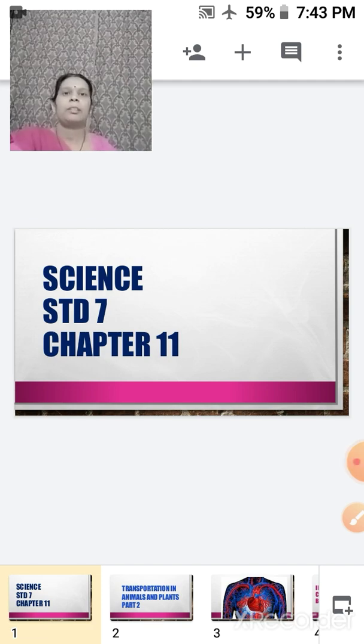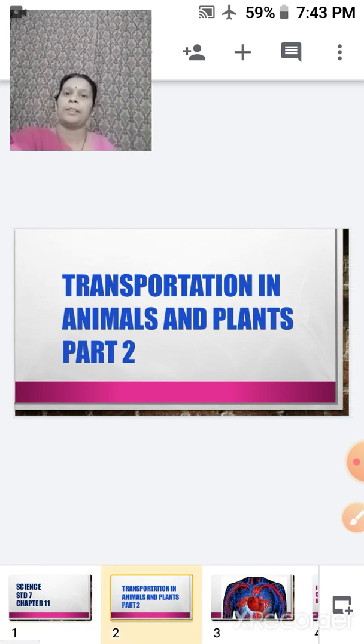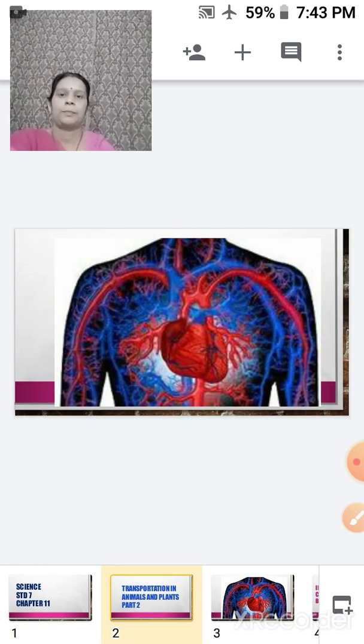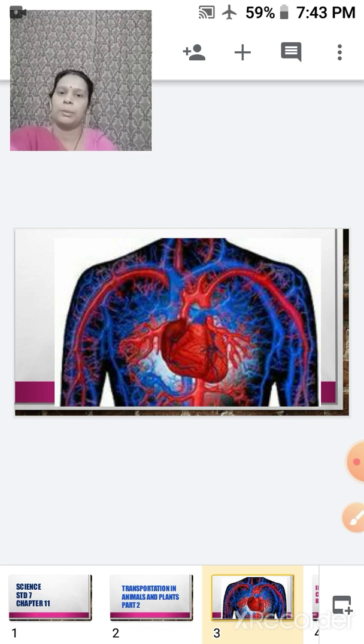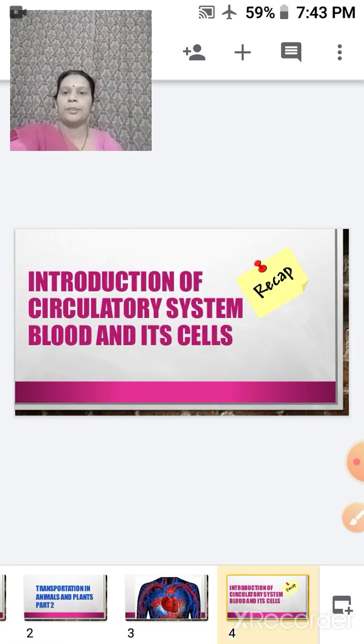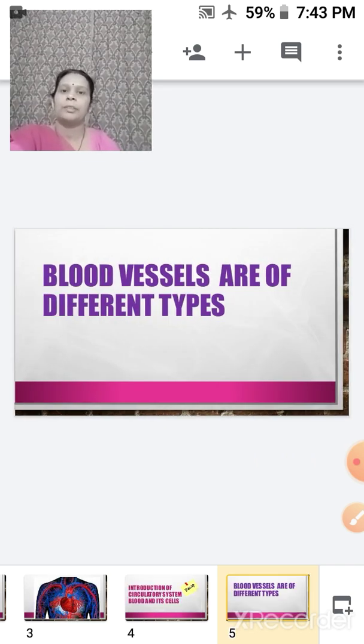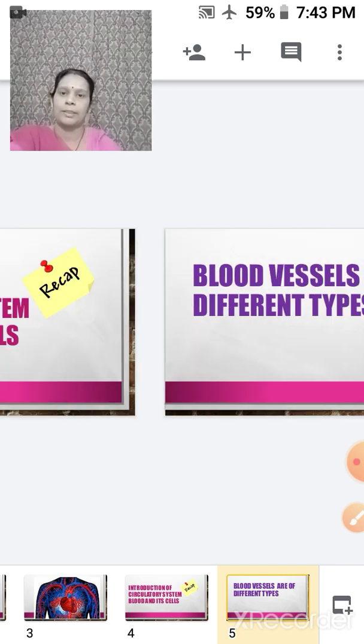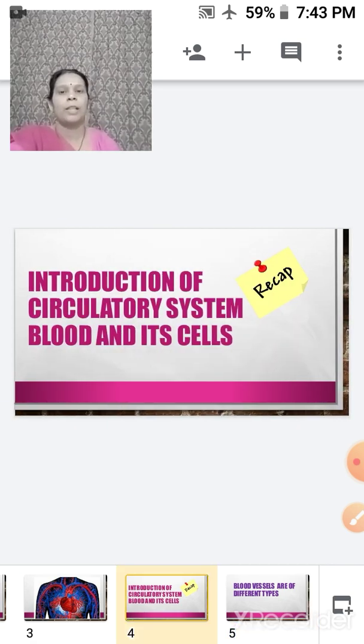We were dealing with chapter 11, transportation in animals and plants. Children, as we have already started with the circulatory system in human beings yesterday, and I just introduced you to the topic circulatory system as well as the blood and its cells. So we'll have a small recap of it once again, and then we will start with the other part.